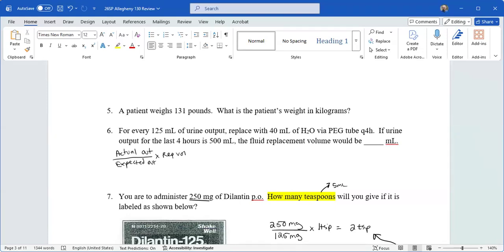The actual output will be something that says if urine output for the last 4 hours is, so this is my actual output here. My expected output is where it says for every 125 milliliters of output, and then we replace with 40 milliliters. So the expected output is connected to the replacement volume. Okay.